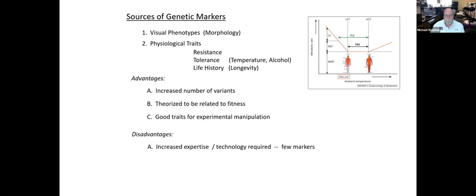The disadvantages: as soon as we move down this list, it takes more expertise. You've got to hook up equipment, you've got to have more technology, you've got to understand the relationships, and it can take a lifetime to be a really good physiologist to understand even a few traits, a few markers. Most of the things we're talking about are also polygenic, with multiple genes involved. Life history, how long we live, how many kids we produce, all have a huge polygenic effect. And anytime you do this, we're talking about a strong environmental component.